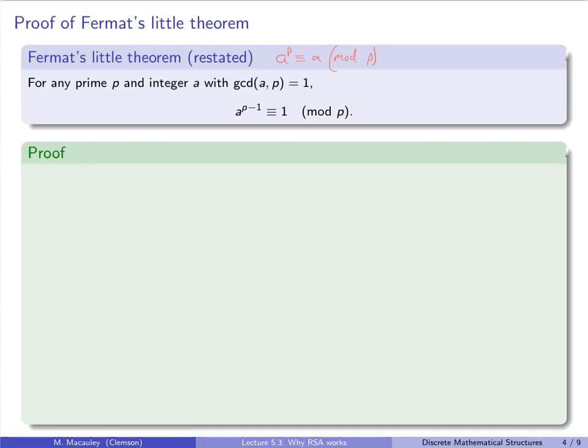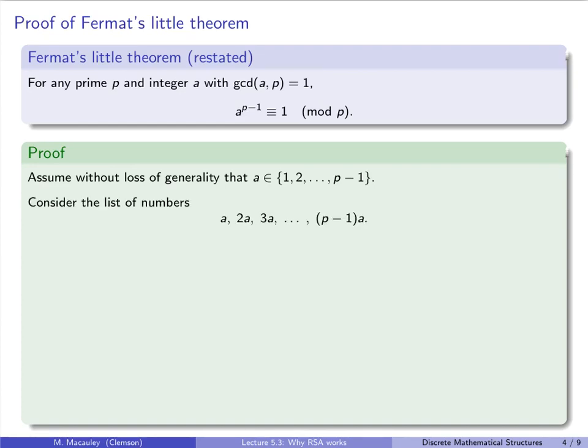Okay, so let's prove this. Recall, as we said before, that we can assume without loss of generality that a is a positive integer less than p. Consider the following list of numbers: a, 2a, 3a, 4a, all the way up to p minus 1 times a.